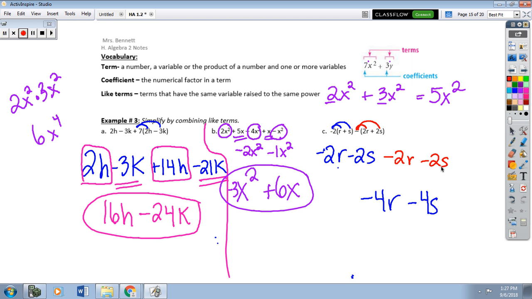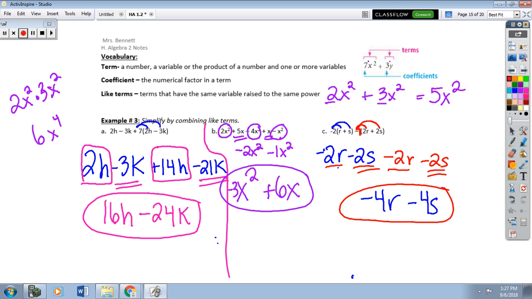So anytime you see something outside of the parenthesis, right up against it, that's being multiplied through using your distributive property. And if there's no number, it's understood to be an imaginary one. And then combining your like terms, that and that, we get negative 4r minus 4s. So just always be careful with your distributing.